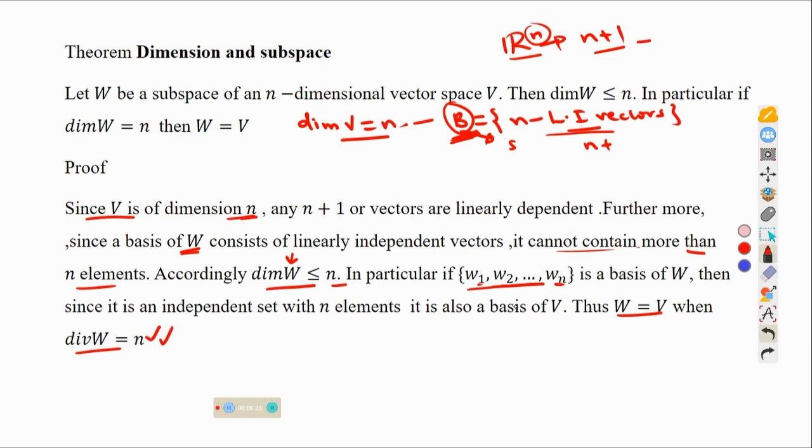So this will be a simple proof to show that if the dimension of a vector space is n, then the dimension of the subspace will always be less than or equal to n. Because the moment they exceed n, they will no longer be linearly independent. They will become linearly dependent, and of course they will not satisfy the condition for a basis. And if you don't have a basis, you cannot determine the dimension, because the dimension is obtained from the basis. You look at the number of elements in the basis.